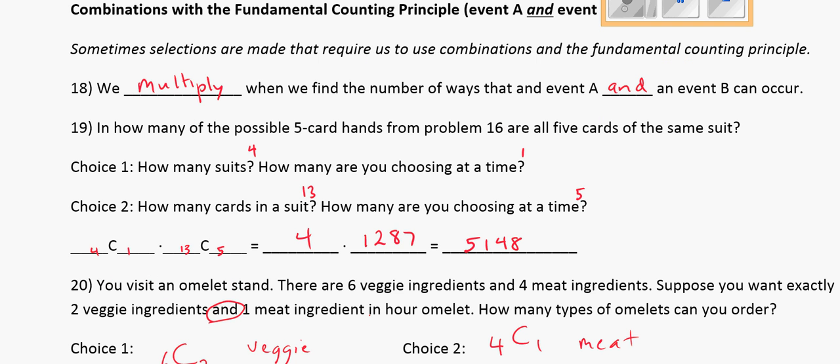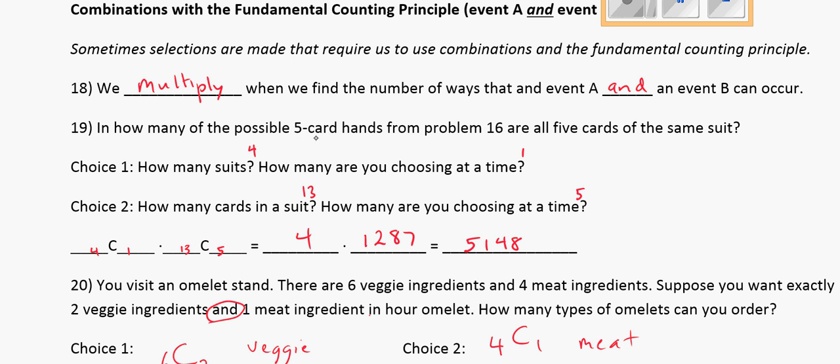This is where it gets a little bit more difficult. Sometimes you have to use combinations along with the fundamental counting principle, and this happens when you have 2 events, event A and event B, that can occur. In that case, we have to multiply 2 different combinations together. Just like when we had 2 choices before, we had to multiply all the choices from the first event times all the choices of the second event. So let's look at problem 19.